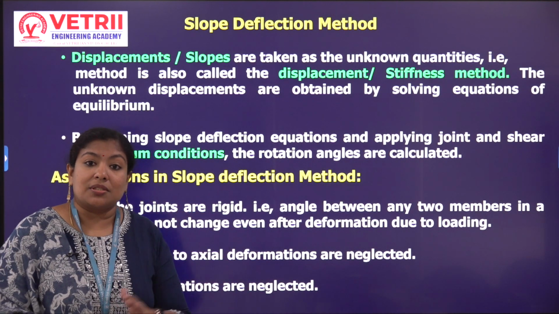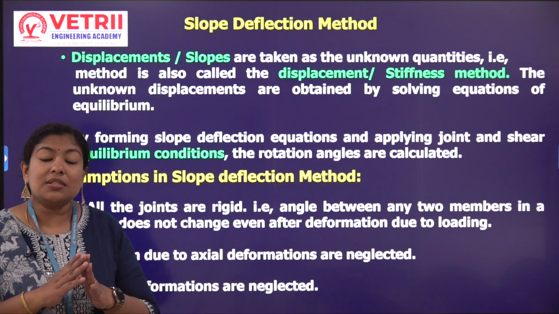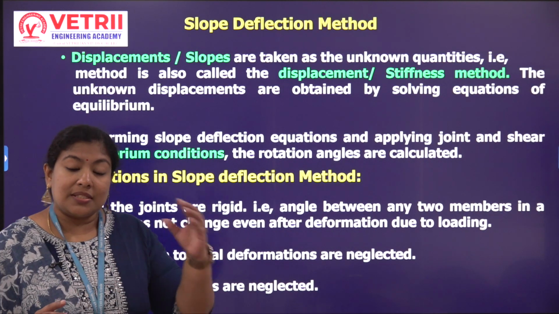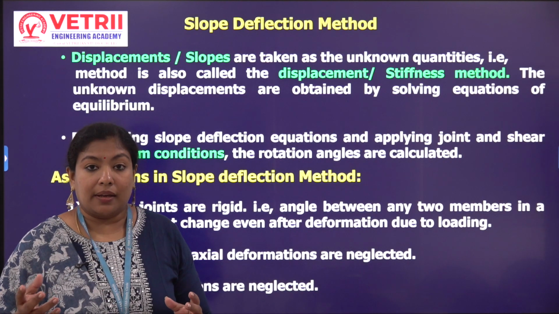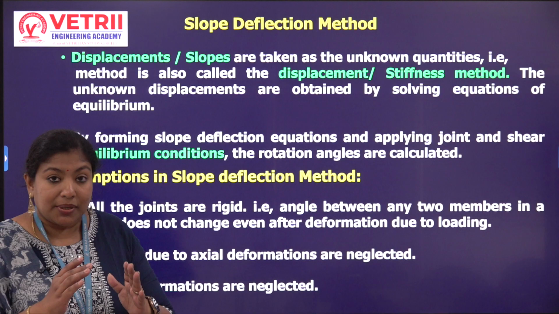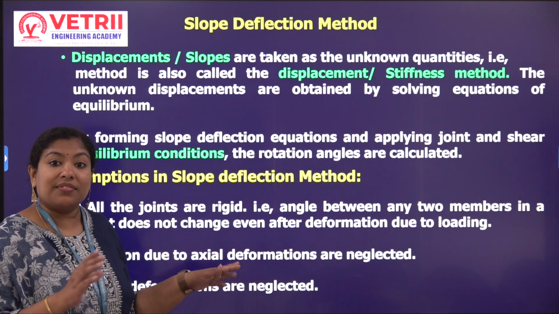So what are the assumptions? First assumption is that the plane remains constant. The plane remaining constant means that before bending and after bending, or before loading and after loading, it remains the same. So the angle between them is the same. So that's the first assumption.